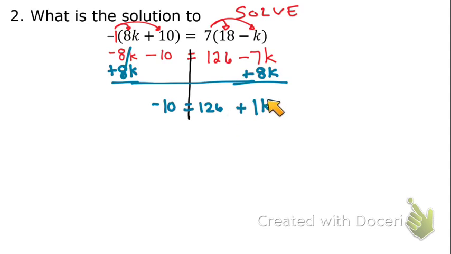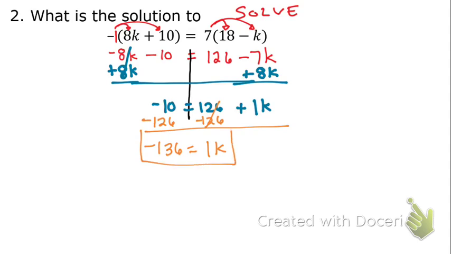Since I moved my variable to the right, that means I need to move this constant to the left. To do so, I will subtract 126 because 126 minus 126 is 0. Now to do that on the left side as well. So I'm left with 1k equals negative 136. And this is your answer.